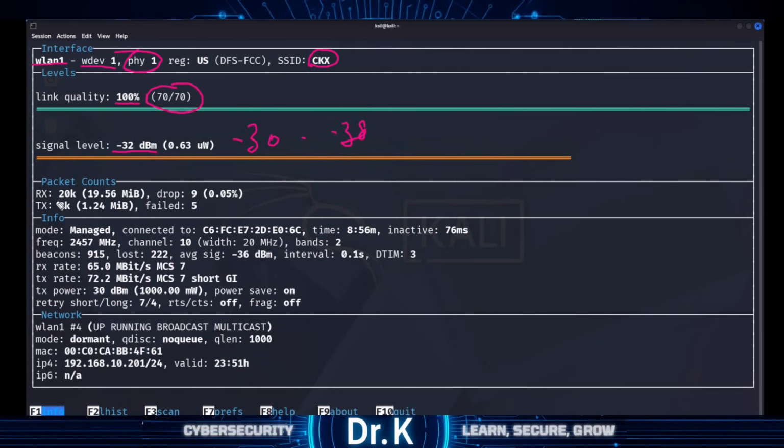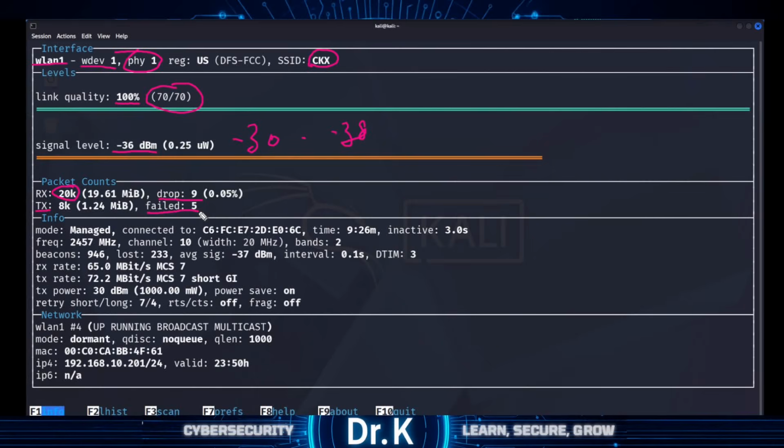Now, if we look at these packet counts, you can see here that we've got a receive of 20K right there. This is the packets received by the network. Then we have our transmit. That's our TX right there. That's the packets transmitted to the network. We have our drop. That's the packets that have been discarded. They've got some issues with them. And then we have failed. Right now, failed packets right there. That means the transmission attempts did not succeed.